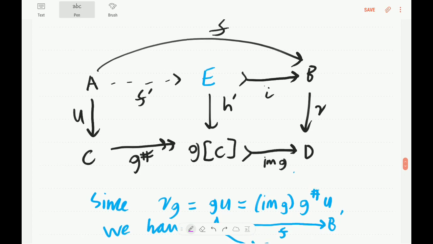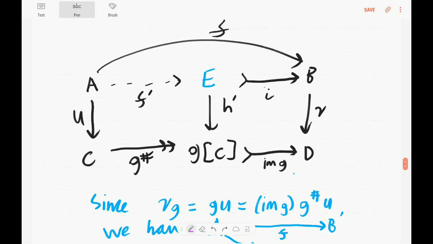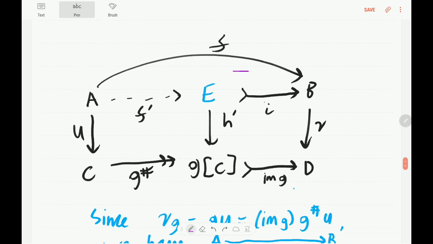Now, secondly, we'll think about the rest of this diagram. Suppose we have this arrow F drawn in, and these arrows U and G hash. So we know that these two composed are going to give G.